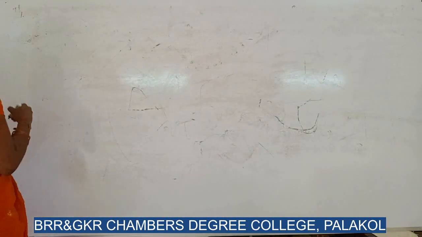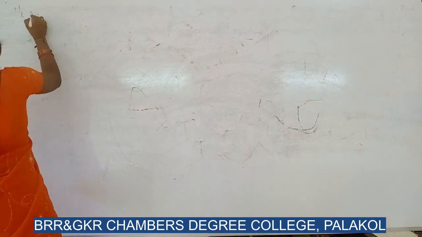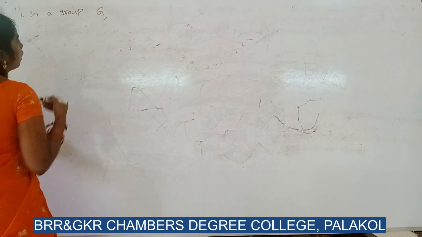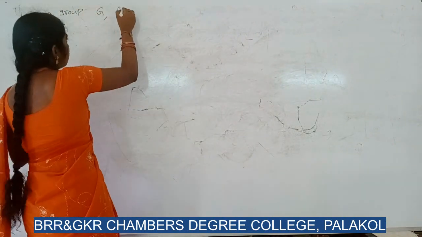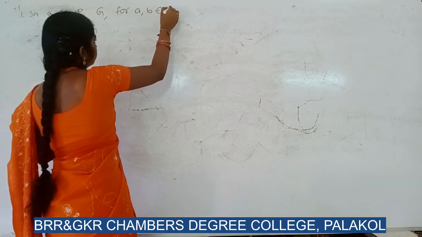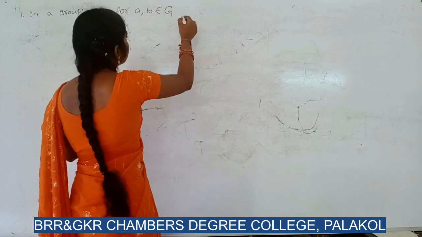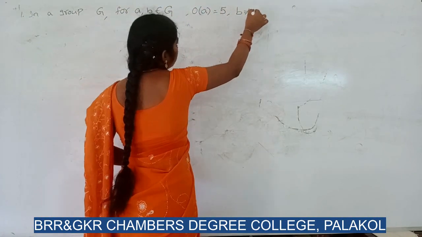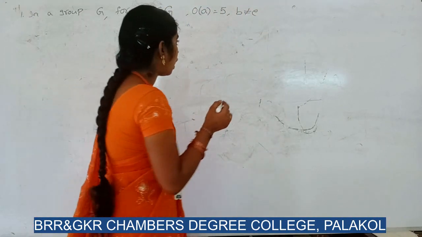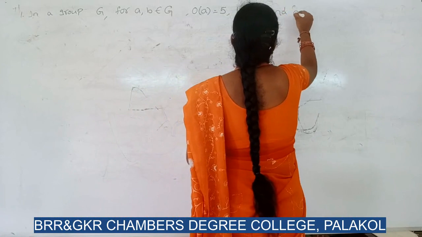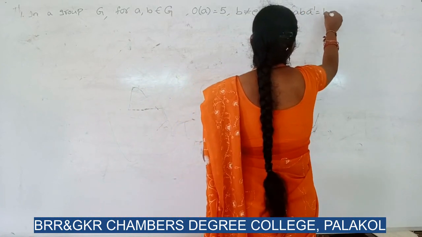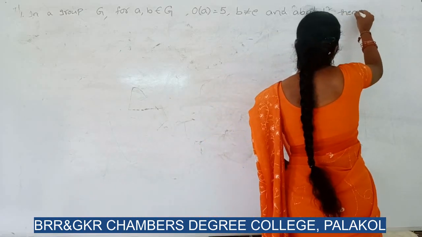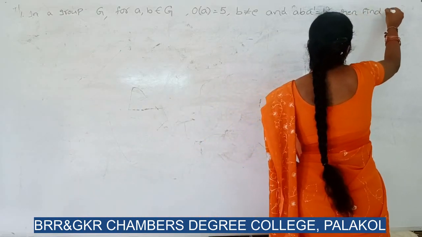Next problem: in a group G, for a, b belonging to G, the order of a equals 5, b is not equal to e, and a b a inverse equals b square. Then find the order of b.